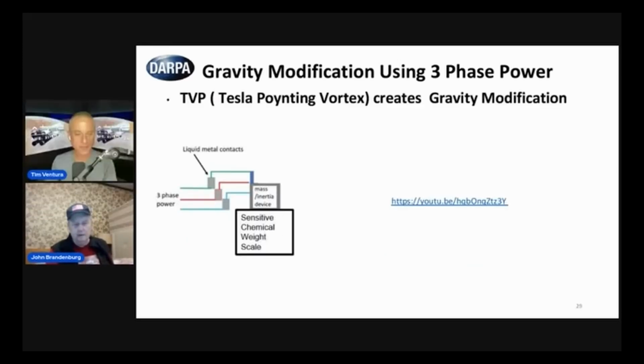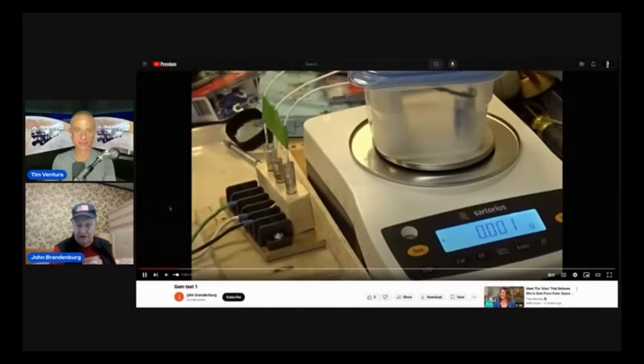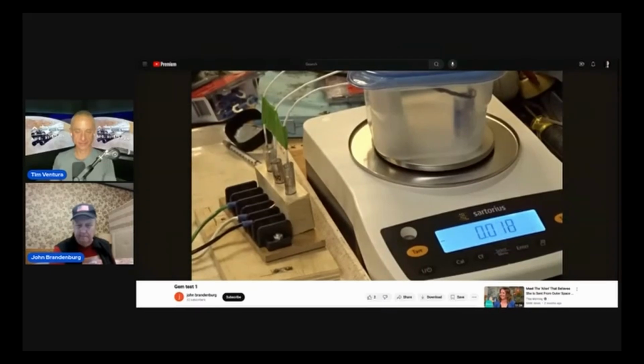Okay. Now, if you put this on a sensitive chemical scale, here's what you're going to see. Let me take that down. So this is GEM test 1. Hopefully this is the right test one. That's it. Okay, now I want you guys to notice there's a negative sign here. It's losing weight. There you go.